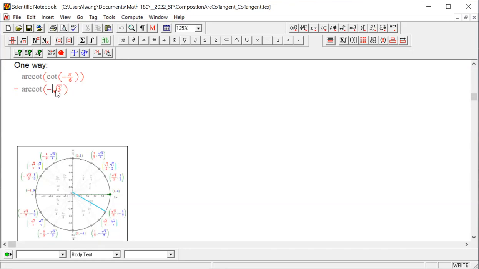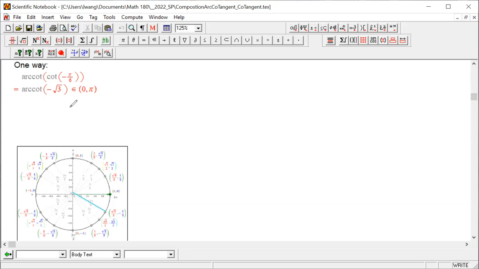Okay. Now we know the answer for arc cotangent of -√3 is going to be an angle in the range. And that range, of course, is from 0 to pi. In particular, because this is the negative ratio.